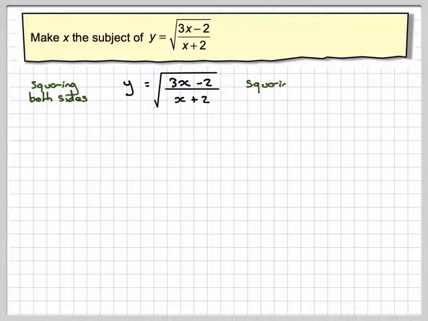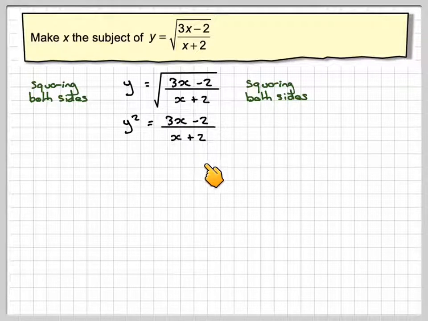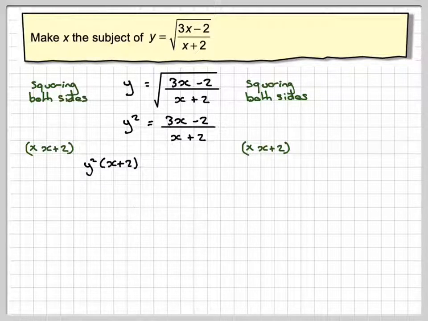So we now have y squared is equal to 3x minus 2 over x plus 2. Because we don't really want a denominator, we're going to multiply both sides by x plus 2. So it's going to give y squared times x plus 2 is equal to 3x minus 2.